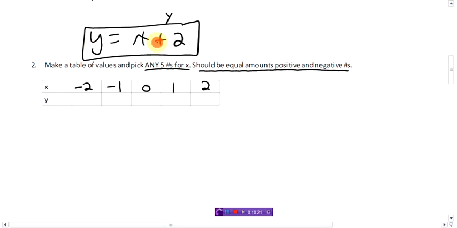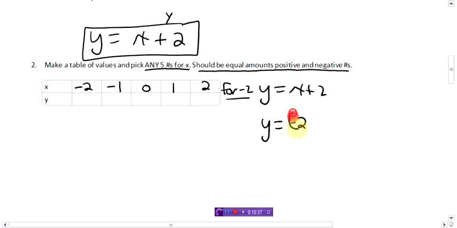So what we're going to do is take this equation, y equals x plus 2, and sub in each x value into this equation. So for negative 2, when we sub negative 2 in for x, y equals, remember, whatever we sub in goes in brackets, plus 2. Negative 2 plus 2, you're down 2, you're up 2, it's 0. Y equals 0. So at negative 2, y equals 0. We put negative 2 in the machine, we get out 0.